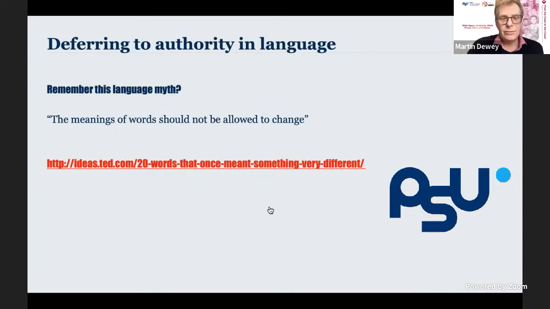What I want us to do is to listen to Anne Curzon, who is a linguist working in the United States, and she's talking about this. What she's talking about relates to this concept of authority and ideologies underpinning language.